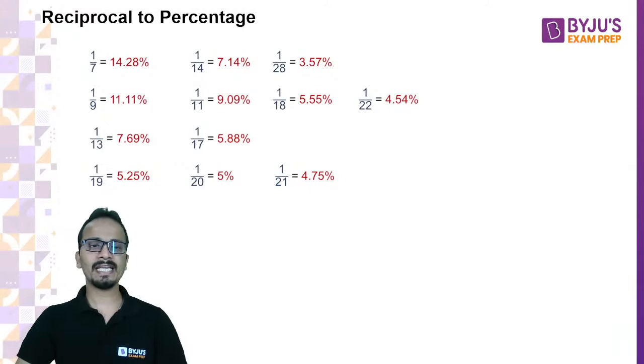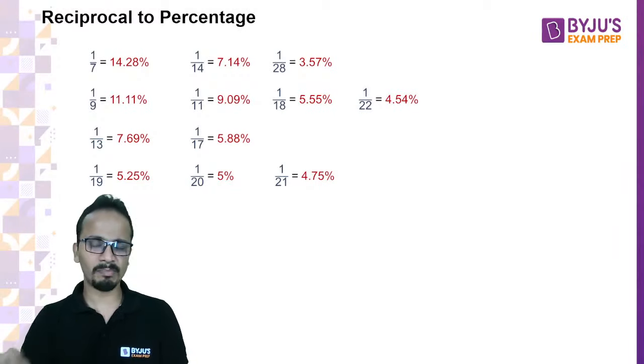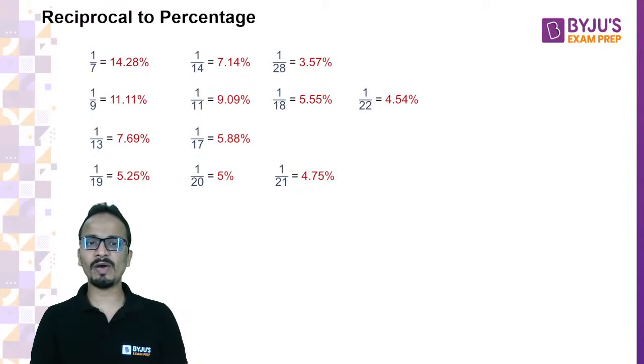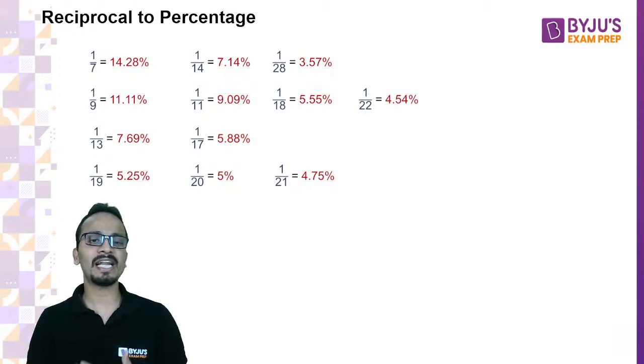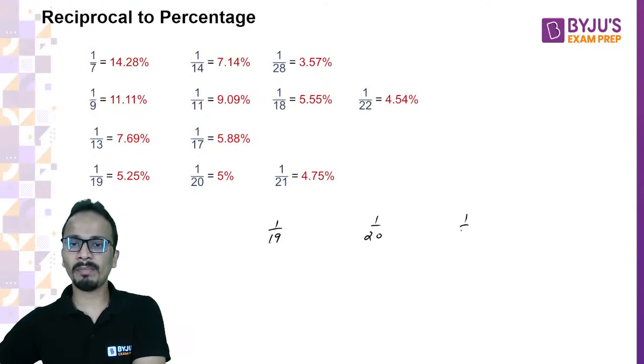Now moving on to the next set of values, I'll give you a wonderful way just to remember it for a couple of days. Whenever these values come in front of you, you can apply the same technique and derive them. So let's establish a relation between 1 by 19, 1 by 20 and 1 by 21. The values are already written on the screen.